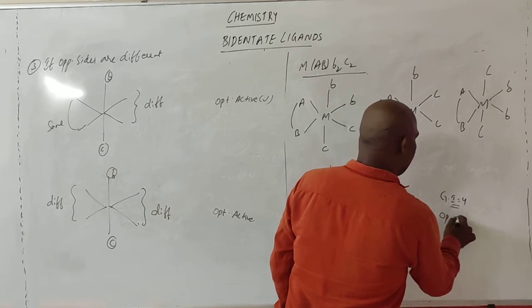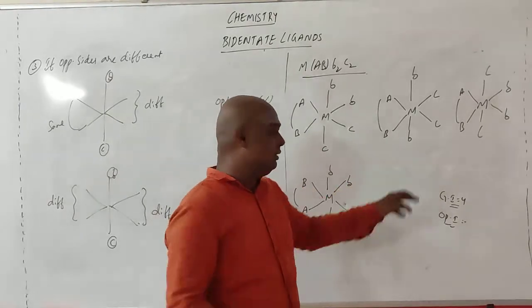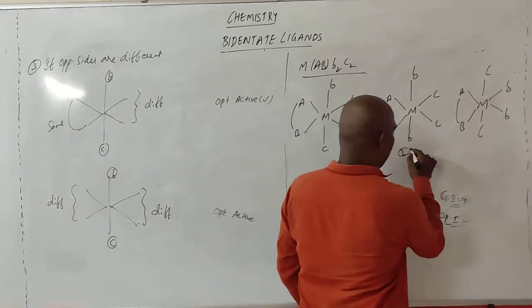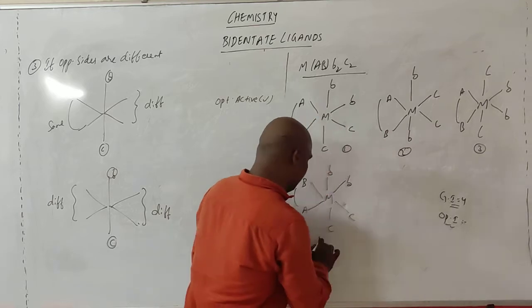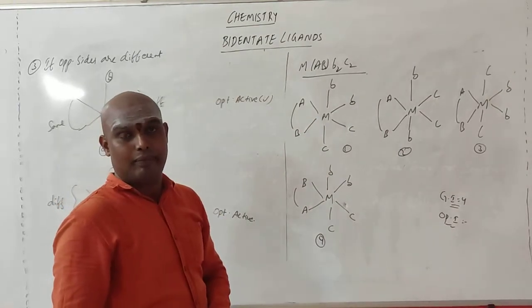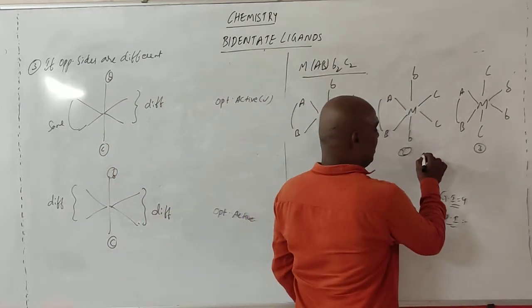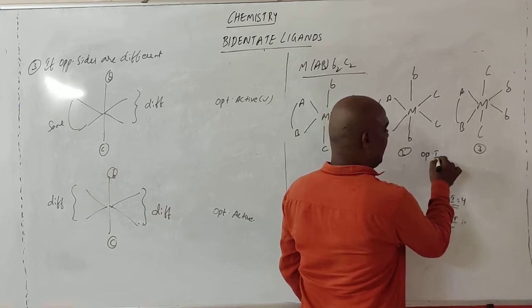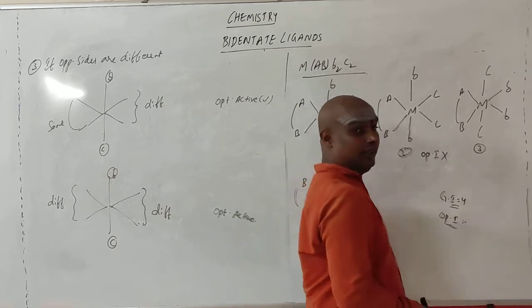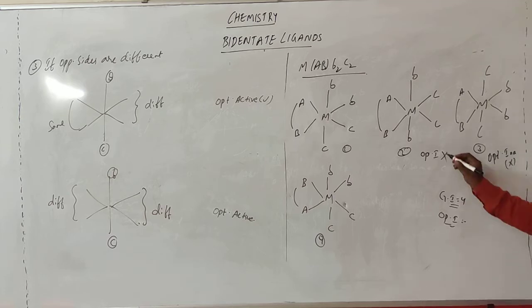Optical isomers. See, is this optically active? Let me take this is 1, this is 2, this is 3, and this is 4. So what is our condition? If opposite sides are same, that is optically inactive. See, opposite sides are same. So optically inactive, so no optical activity. Right here, opposite sides are same again. So optically inactive means no optical activity can be seen here.